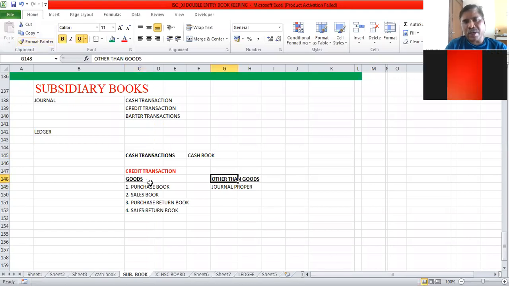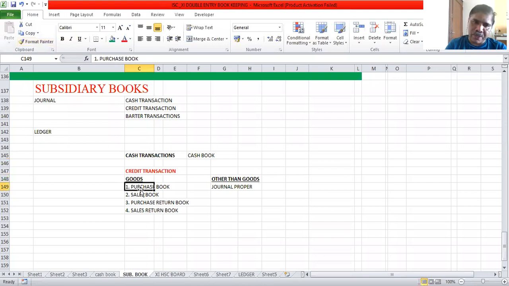अगर goods credit transaction है, if it is purchase, that goes to the purchase book. If it is sales, that goes to the sales book. And whatever purchases we return to the supplier should be recorded in the purchase return book, which is also called the return outward book. And whatever is sold to the customer, if they return it, that will be recorded in the sales return book, also called the return inward book.